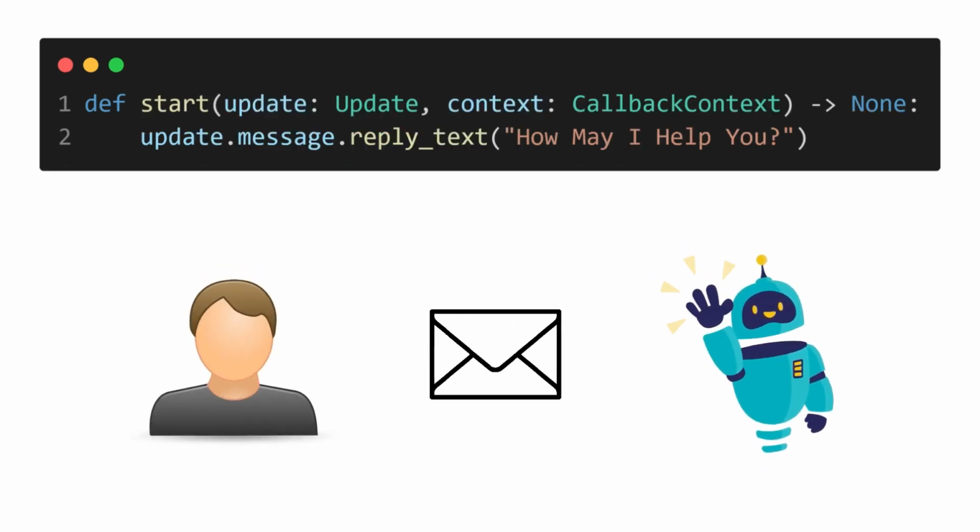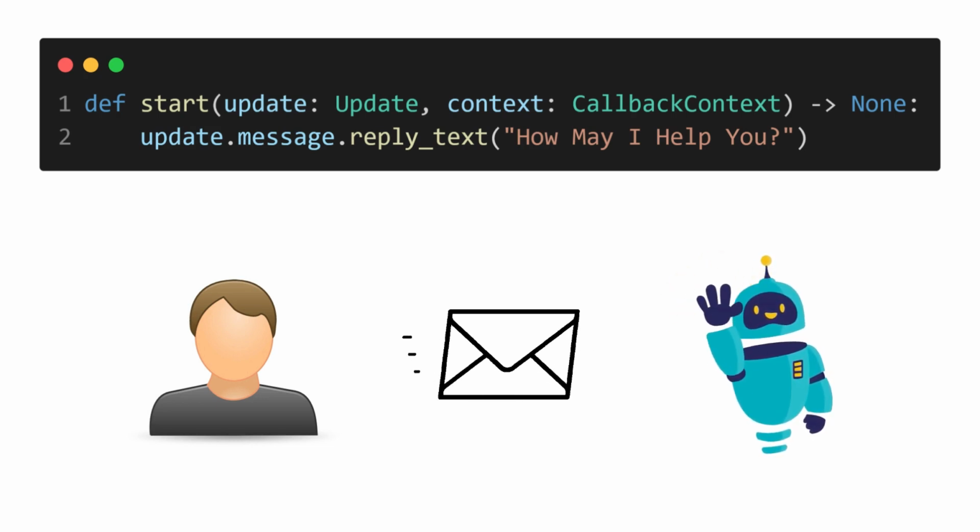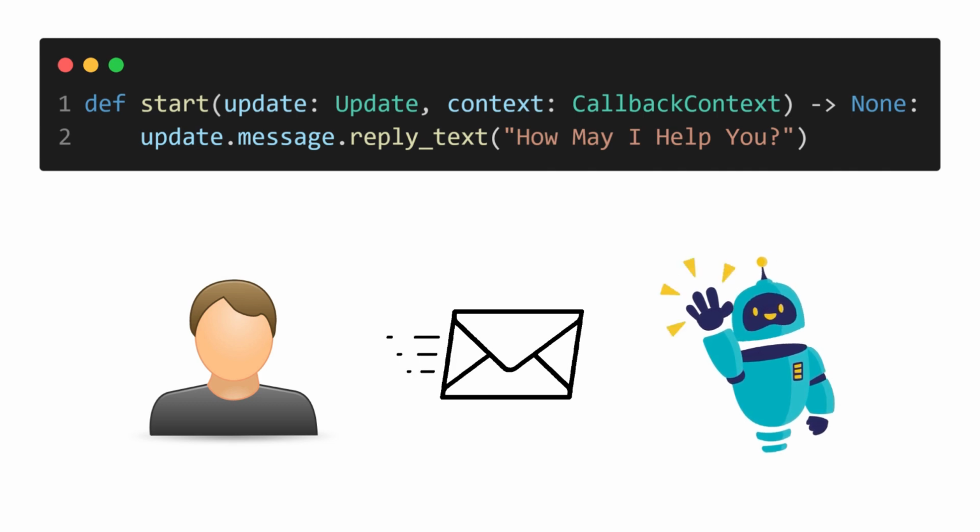Then we will create the start function. So what this function does is that when it is called, it will update the message in the form of text as we have used reply text. You can reply in other formats like photo and audio.